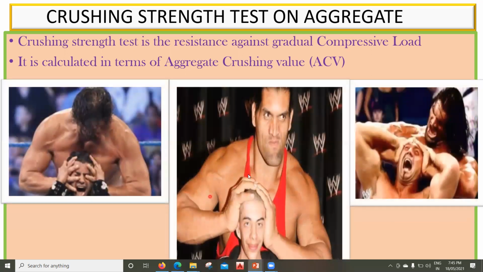So this is how it looks. If you want to put it in a better way, let us say this is an aggregate, and this is the machine from which the load will come. And it is slowly going to put a pressure on this, right? As a result of that, the aggregate is going to get crushed after some time. So it's a resistance against the gradual compressive load. The same thing the aggregate will do when you put a load, but the voice of the aggregate will not come out. And we'll try to see how this test is done in a lab.